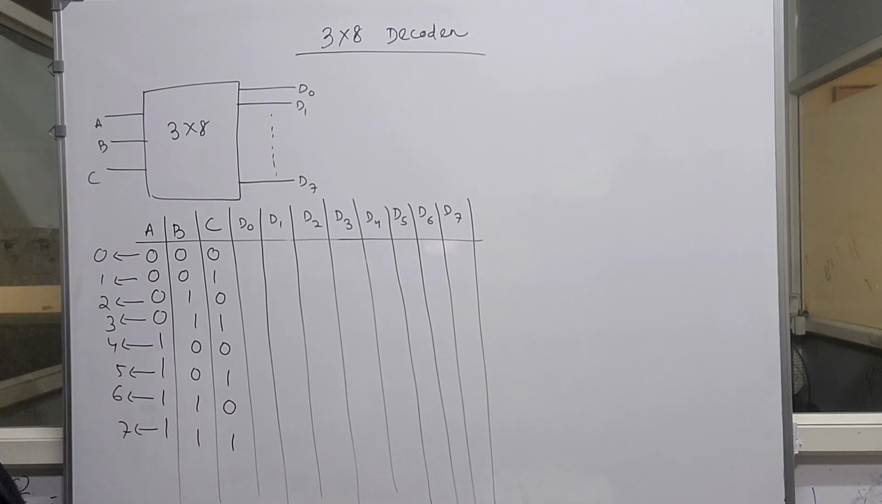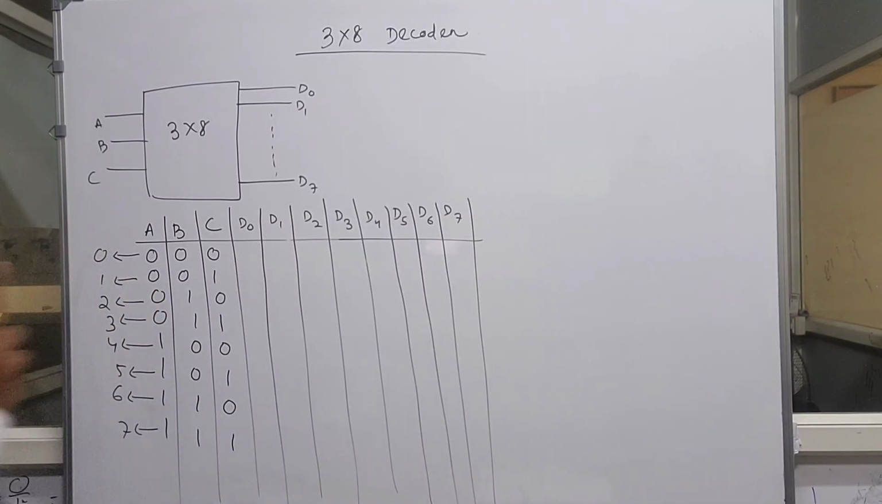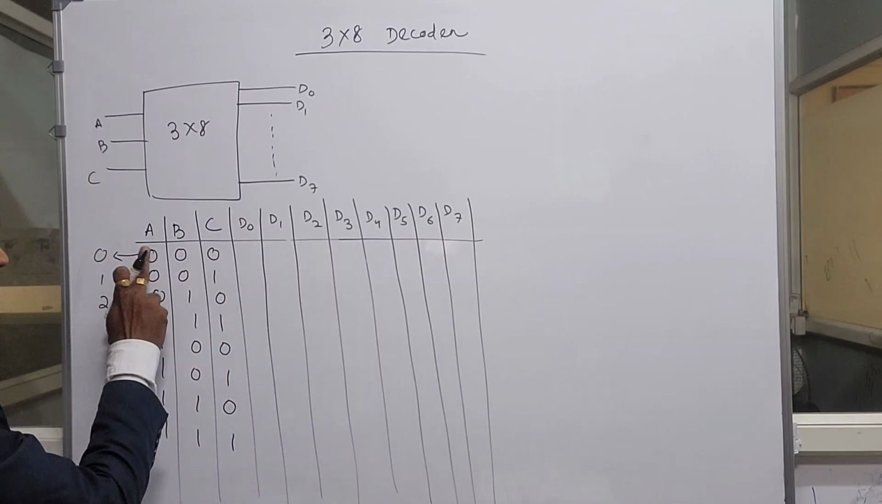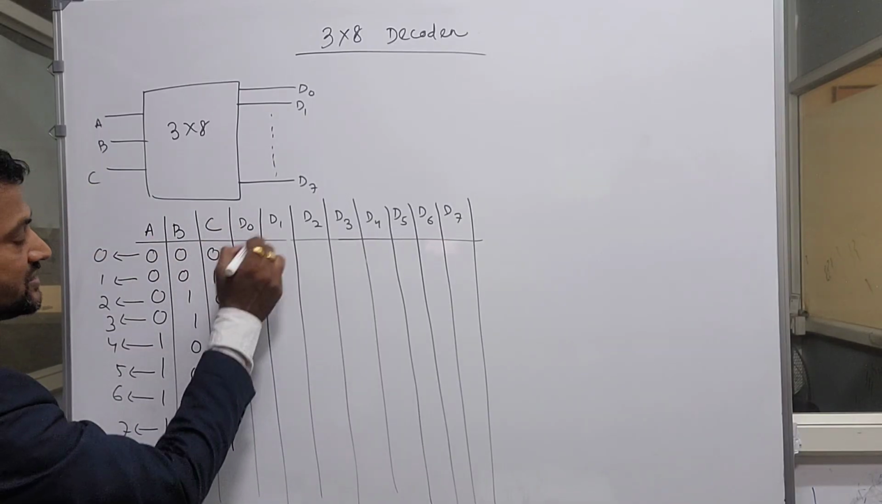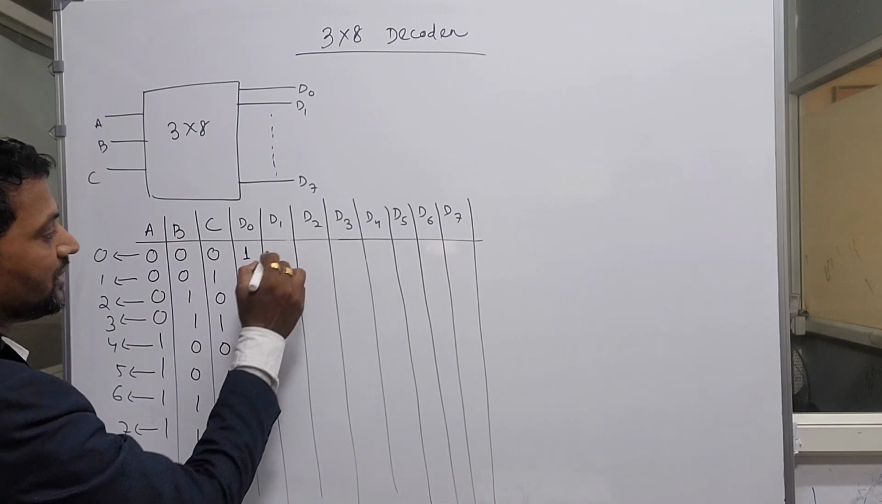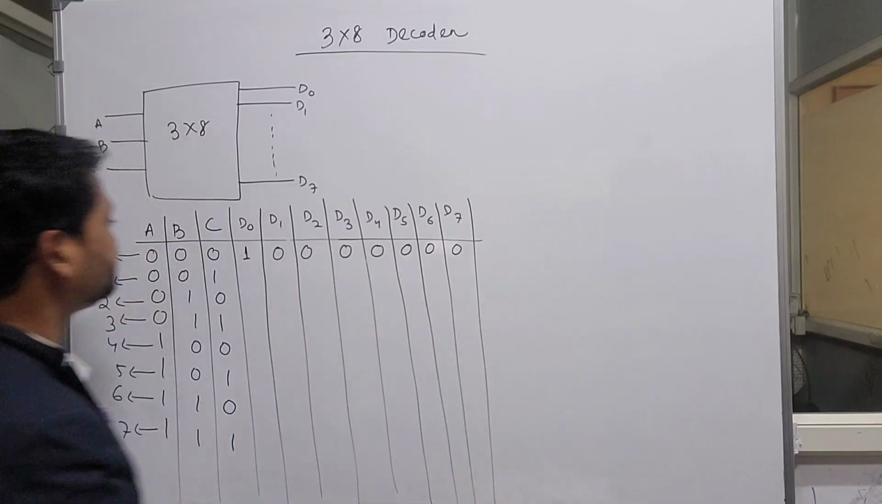ठीक है. सो आउटपुट में क्या है? D0 will be active when A, B, C all are having low value or zero value. If A is 0, B is 0, C is 0, then D0 will be active. मतलब we just write or mention 1 here, and in the rest we simply mention 0.